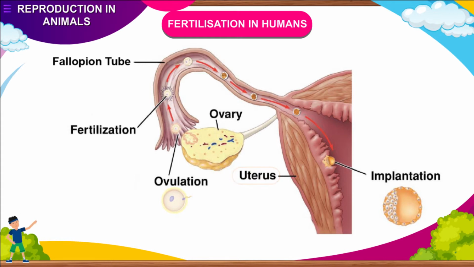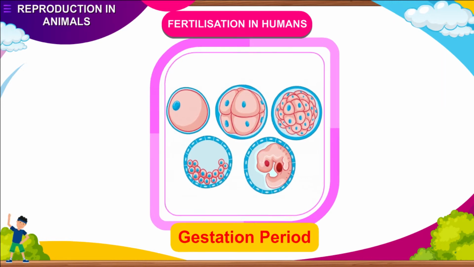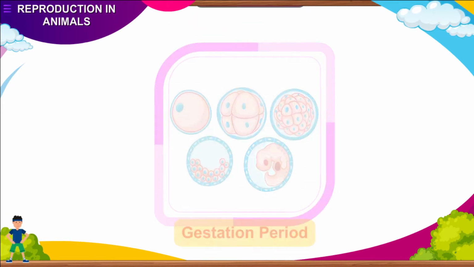After fertilization, the zygote fixes itself to the wall of the uterus and starts developing as an embryo. This process is known as implantation. The period during which the embryo develops inside the body of a female is termed as gestation period.